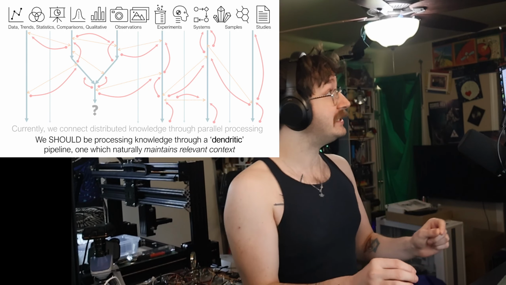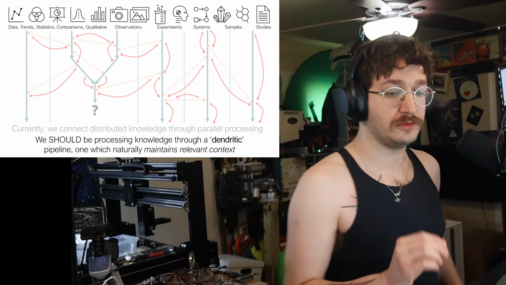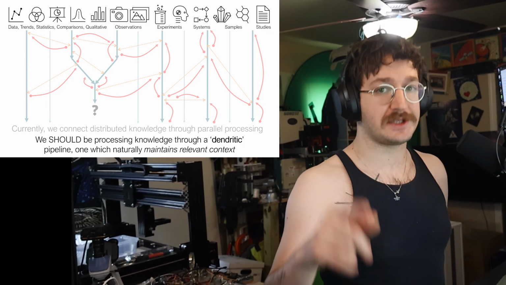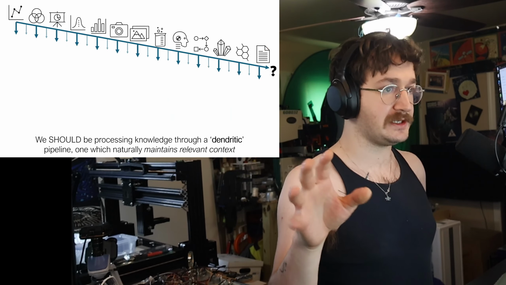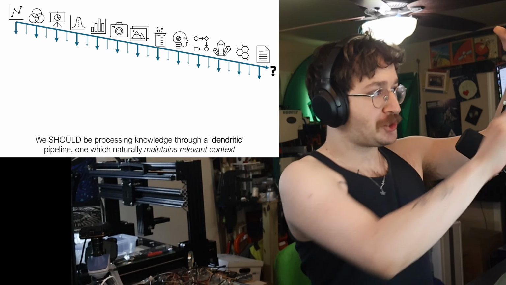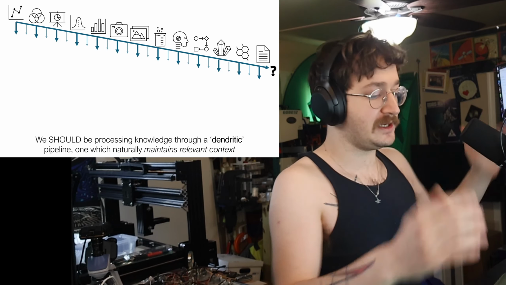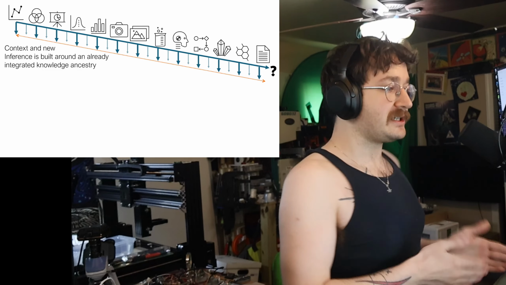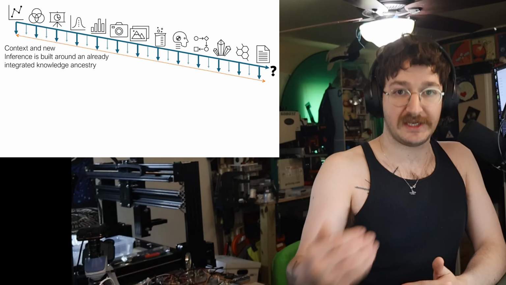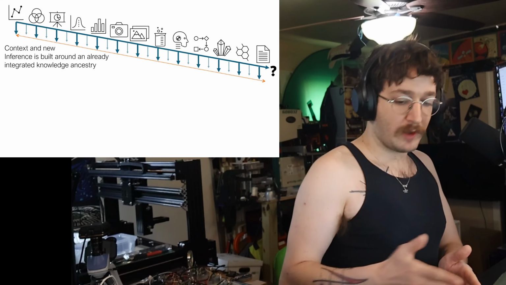We should instead be processing knowledge through something like a dendritic pipeline. It naturally maintains the relevant context as it progresses. So it looks a little bit more like this, right? It's naturally maintaining the context of the previous domain to the next. So context and new inferences are built around an already integrated knowledge ancestry, right? So we know where this knowledge comes from.